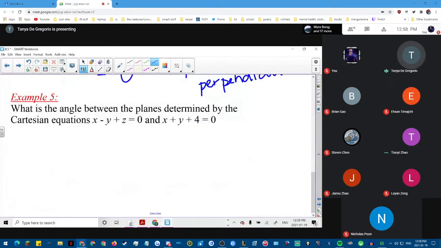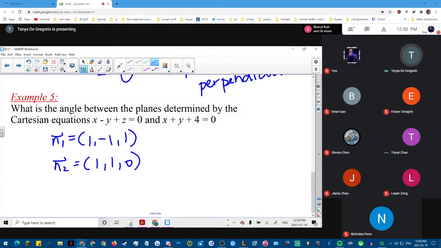What is the angle between the planes determined by these Cartesian equations? So we're looking for the angle between the planes, and so what we're going to do is find the angle between the normals. So finding the angle between the normals, we know that we do it by using the geometric form of the dot product. Okay, be careful there, guys. There's no Z, and so it's 0. And so I'm just subbing in.